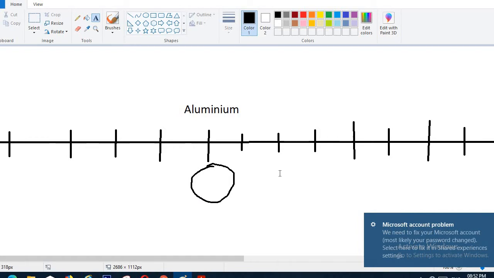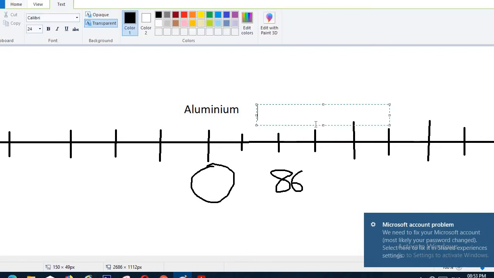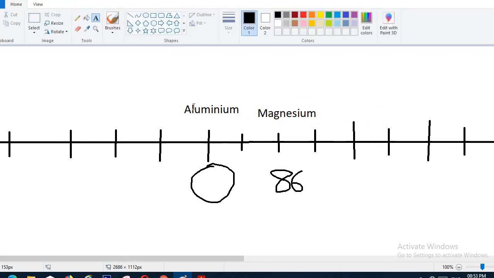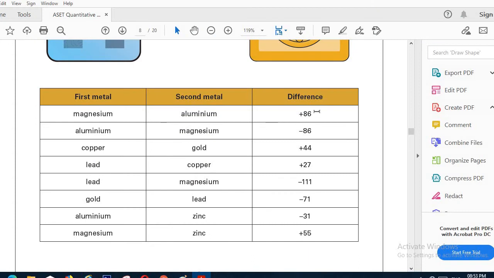So let's suppose this position is 86 and this is magnesium. Now we have two metals, one is aluminium and here is magnesium. If you subtract magnesium minus aluminium, it will give you plus 86.